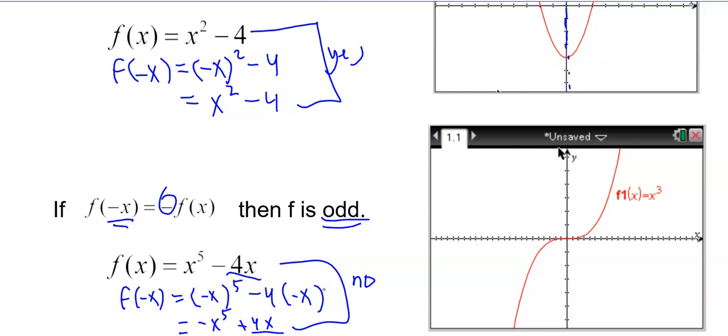Oh, wait. No, it passes the test, right? Everything changed. Both of them changed. This went from a positive x to the fifth to a negative. This one went from a minus to a plus. Everything changed over there, so everything is now the exact opposite. So yes, this does pass the test. I thought about the graph and I was like, oh, this passes, right? Because you can see, this piece, if you rotate it around 180 degrees, it would fall into this piece and vice versa. So that is definitely an odd function right there.